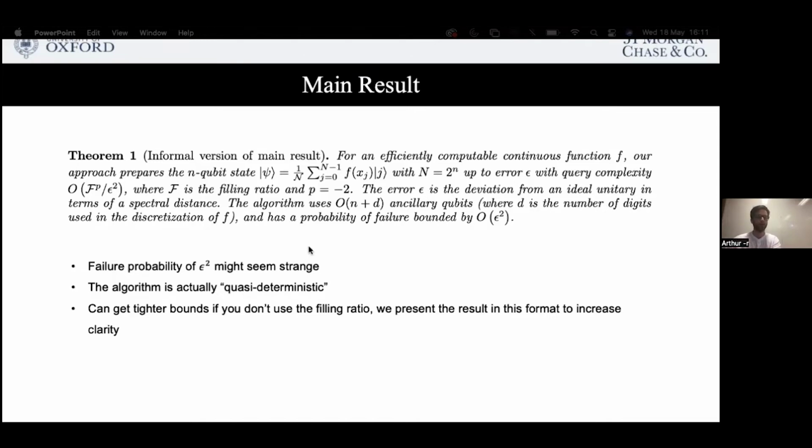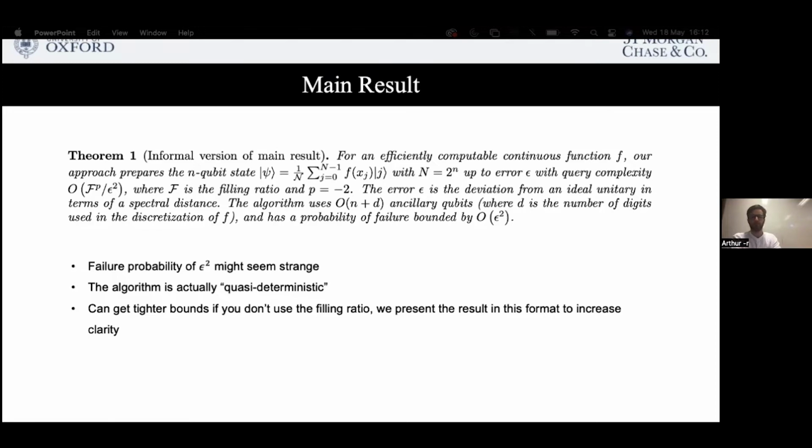Now, a failure probability of epsilon squared might seem strange. Not many algorithms have a failure probability that decreases as you decrease the error of the procedure. Normally you would expect that if you decrease the error of the procedure, the probability of failing increases because perhaps you're performing more probabilistic steps in a row, and so you'd have some sort of exponential decay in the success probability. But that's not the case here. The reason for this is that the failure probability that we state here is more of an analytical convenience than it is actually a property of the function. We make this assumption so that we can easily bound the error in the overall procedure.